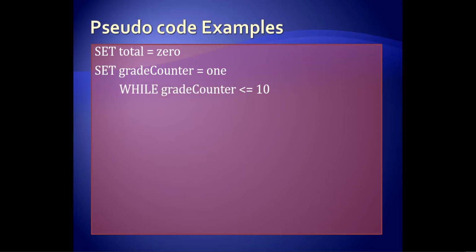All right, so this one's a little bit bigger. Set total to 0. All right. Set grade counter equal to 1. I'll be honest, I'm not sure why I wrote the words 0 and 1 there. The numbers would probably be better.